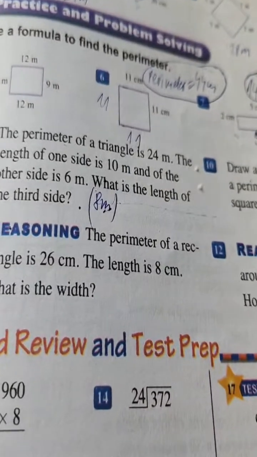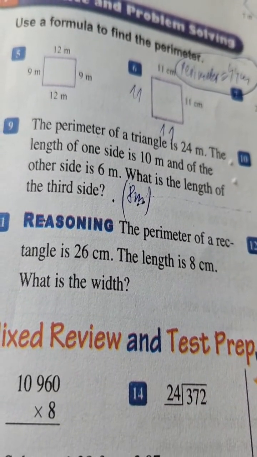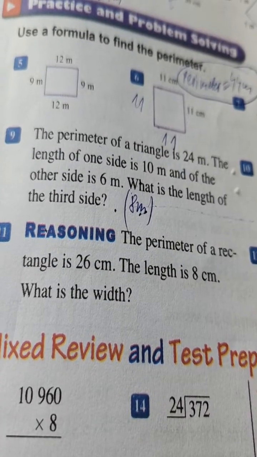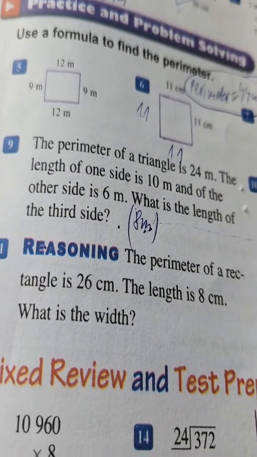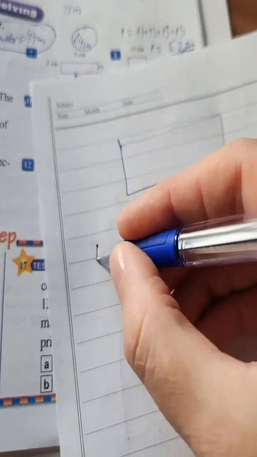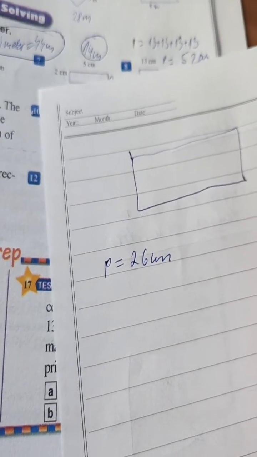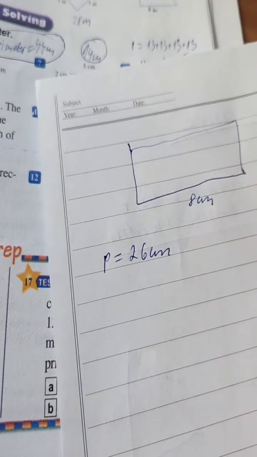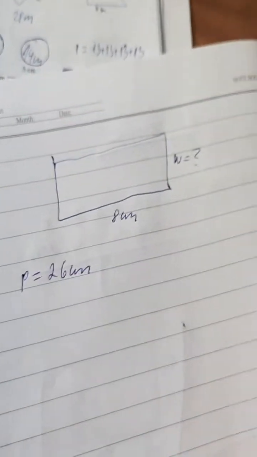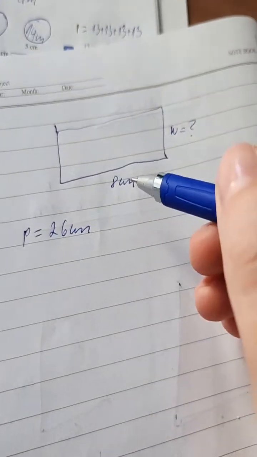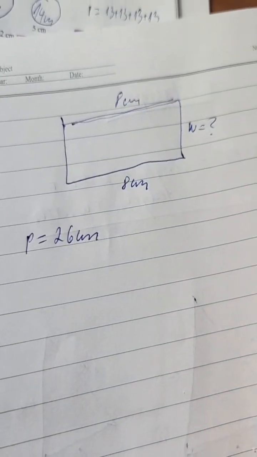The next one: the perimeter of a rectangle is 26 meters. The length is 8. What is the width? Good. What will it be? We have a rectangle. I will draw it like this. The perimeter is 26 centimeters. The length is 8 centimeters. And what is the width? I don't know. So as you see, this side is 8 centimeters, so this one must be 8 centimeters again. And this one will be the same as here.